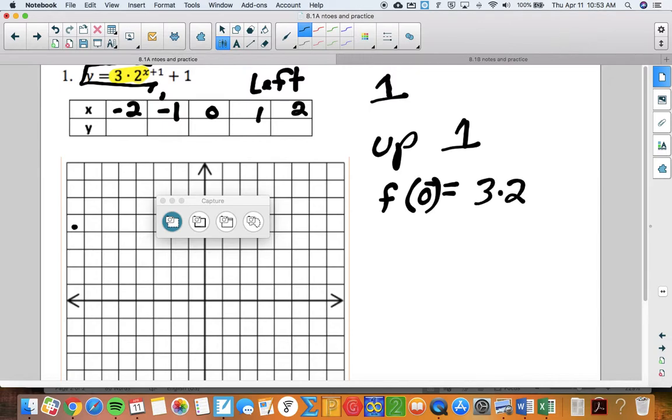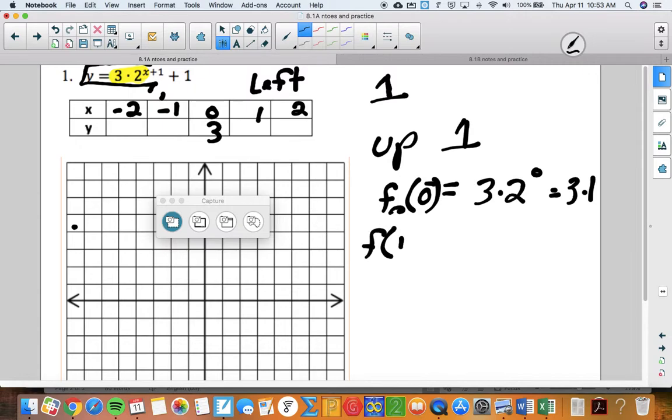You can start with whatever number you want out of those. So 3 times 2 to the 0 is the same as 3 times 2. Just kidding, 3 times 1, because 2 to the 0 is 1. And so we get 3. So I'm going to put that in here, and I could plot that point in.